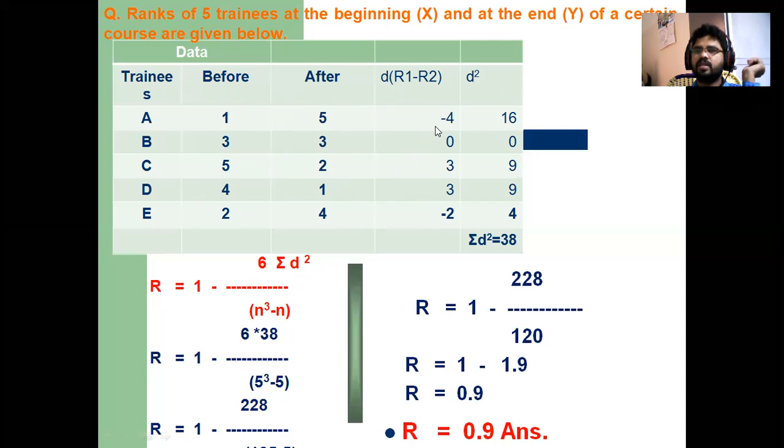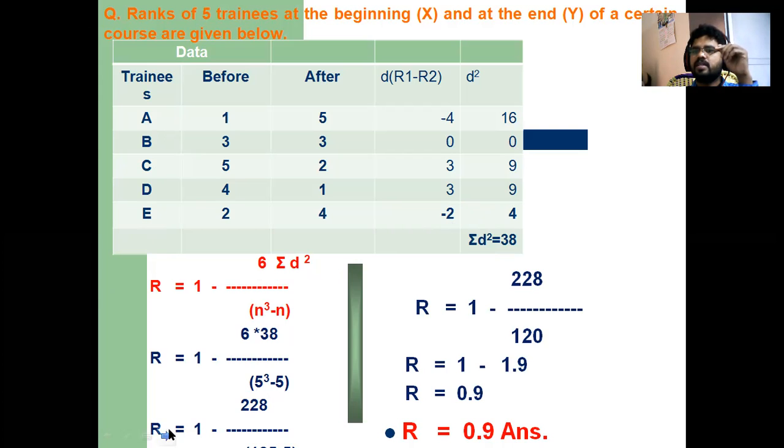When you square d, 4 into 4 is 16, 0 into 0 is 0, 3 into 3 is 9, 3 into 3 is 9, and 2 into 2 is 4. When you add these values, you get 38. So the sum of d square is 38. You can substitute this value in the formula: 1 minus 6 sigma d square, that is 6 into 38, divided by n cube minus n. How many observations are there? Five observations, so 5 cube minus 5.